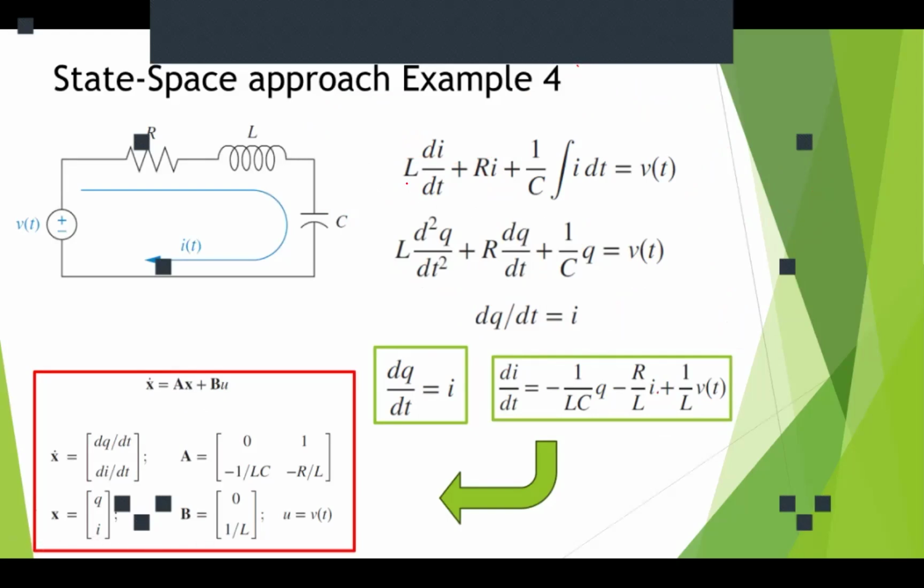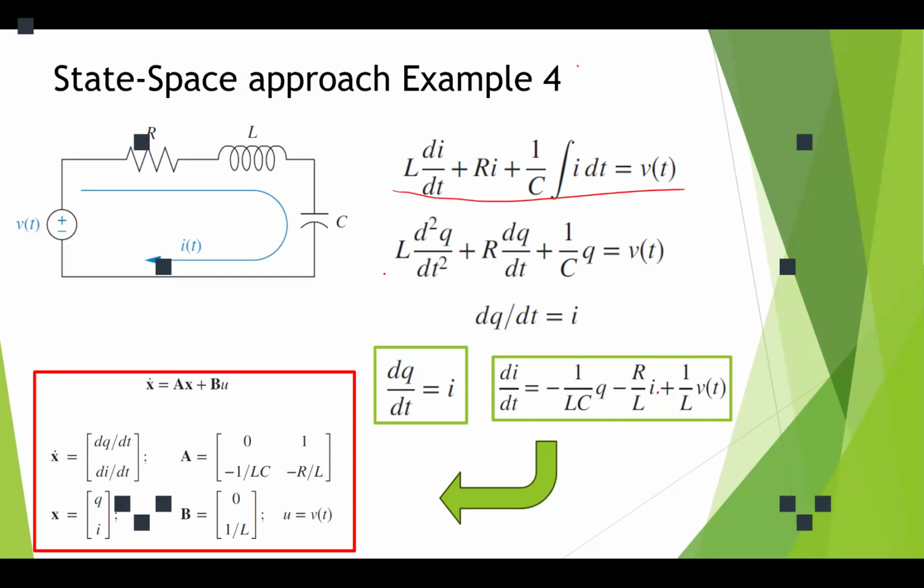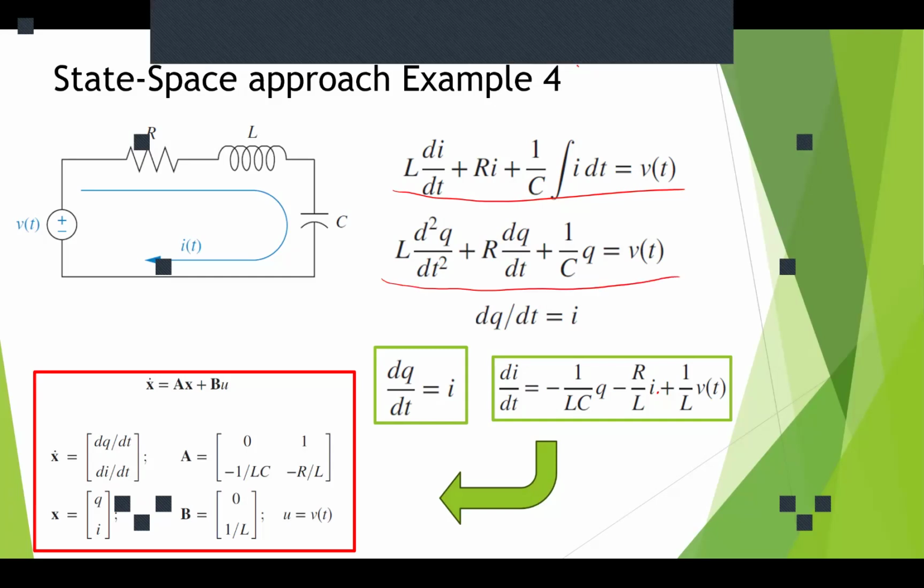Now, this is our KVL, correct? We have an integral in our KVL. What should we do? We should do a derivation to get rid of the integral. So we did the derivation, okay? But we discussed that before.